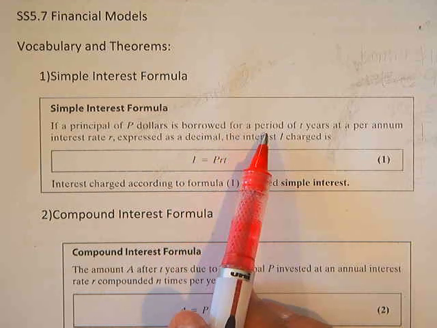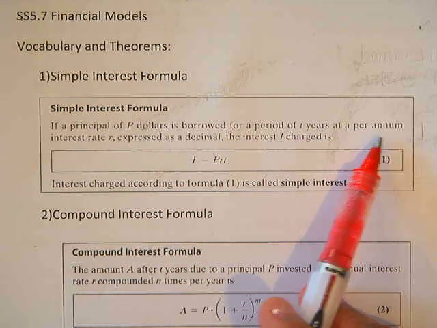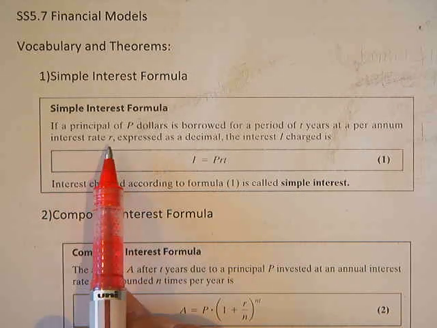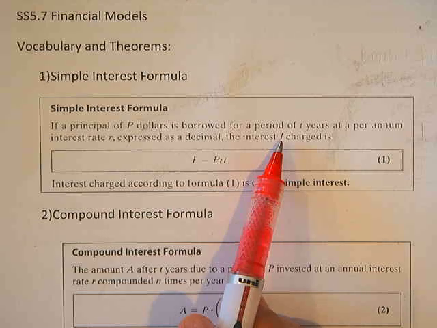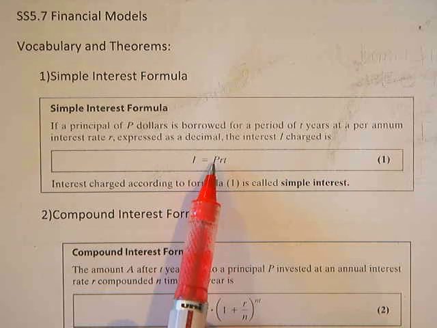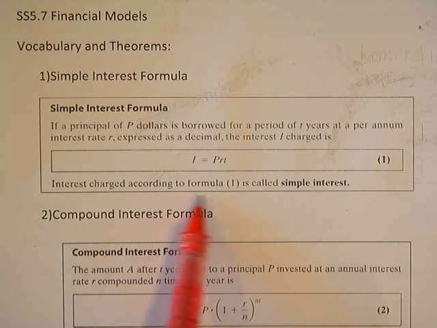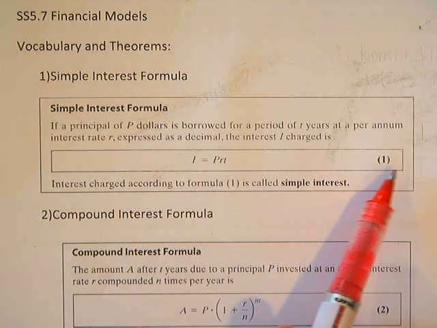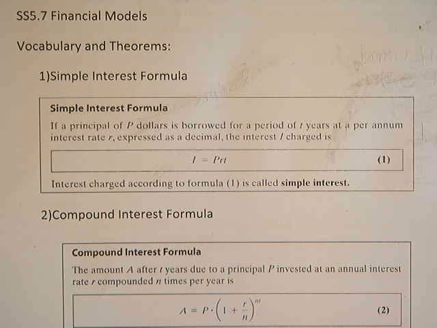is borrowed for a period of T years at a per annum, which is each year, interest rate R expressed as a decimal. The interest amount I charged is I equals P times R times T. The interest charge according to formula number 1 is called the simple interest. So it's so easy to use.